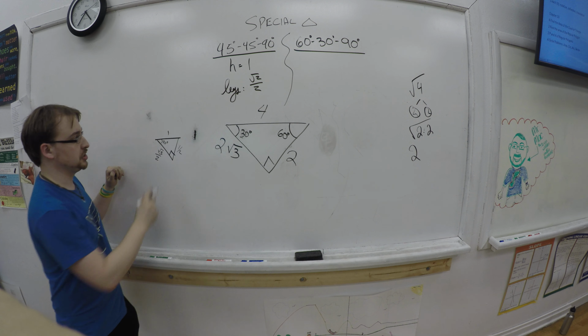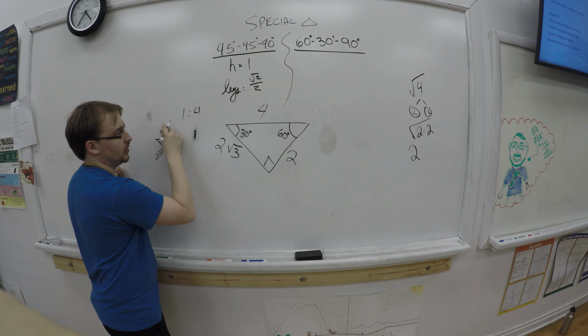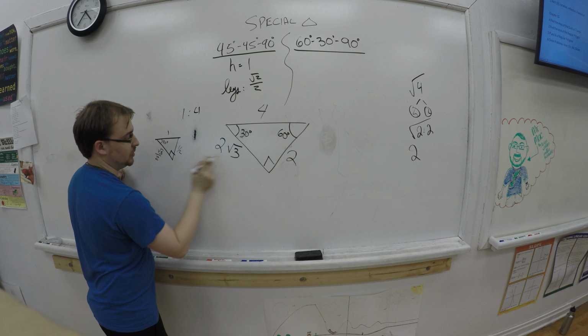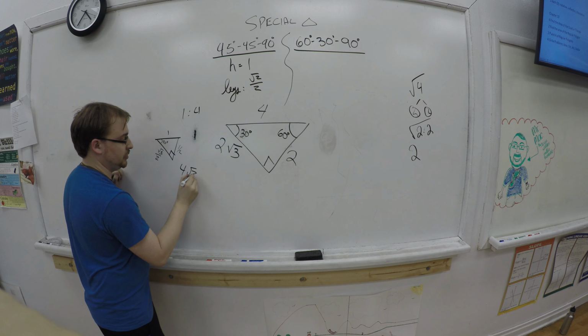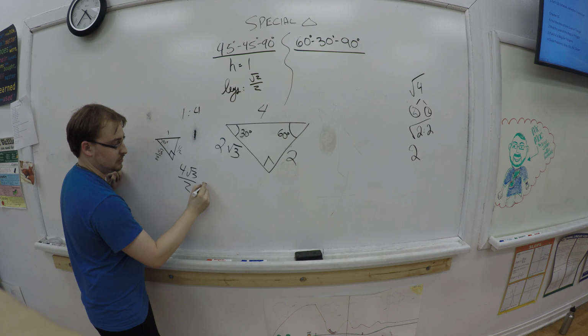So how did I get from there to there? You've got to figure out the ratio. It's 1 to 4, right? Times that by 4 and you get 2. Times this by 4 and you get 4 root 3 over 2, equals 2 root 3.